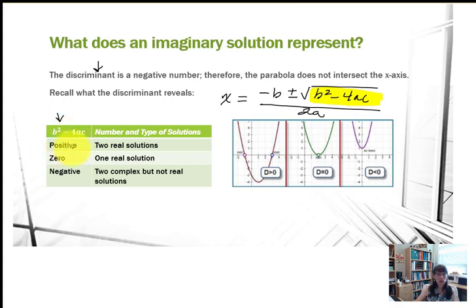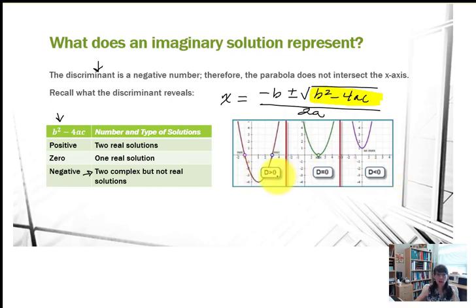So here is the discriminant written again, b squared minus 4ac. If that discriminant is a positive number, that will generate two real solutions, in other words, two x-intercepts. If the discriminant is equal to 0, we will have one real solution, and if we have a negative number under the radical, that results in two complex but not real solutions.